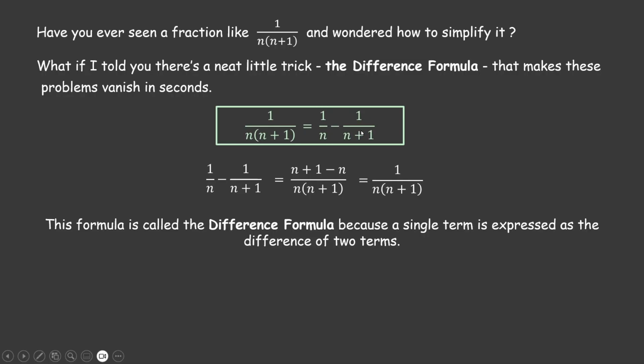Let us look at one example. If we take the value of n to be 1, this is going to be 1 upon 1 into 1 plus 1, which is 2. And here we'll have 1 upon 1 minus 1 upon 1 plus 1, that is 2. This is 1 by 2. This is also 1 by 2. Over here, 1 upon 2 into 3 will be written as 1 upon 2 minus 1 upon 3. This is 1 by 6 and this is 1 by 6 as well.